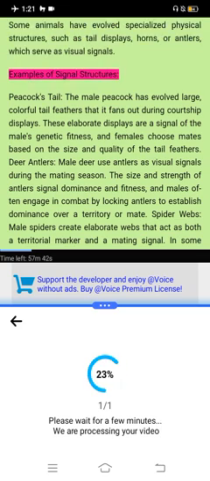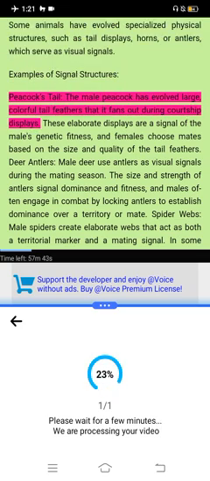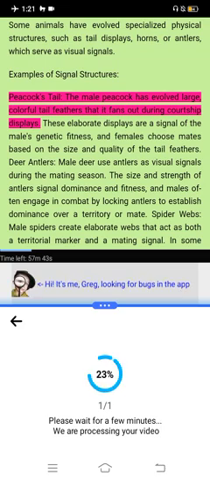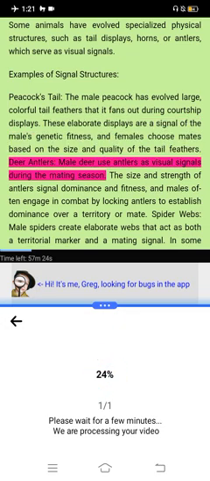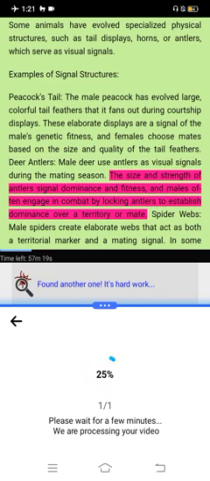Examples of signal structures. Peacock's tail. The male peacock has evolved large, colorful tail feathers that it fans out during courtship displays. These elaborate displays are a signal of the male's genetic fitness, and females choose mates based on the size and quality of the tail feathers. Deer antlers. Male deer use antlers as visual signals during the mating season. The size and strength of antlers signal dominance and fitness, and males often engage in combat by locking antlers to establish dominance over a territory or mate.